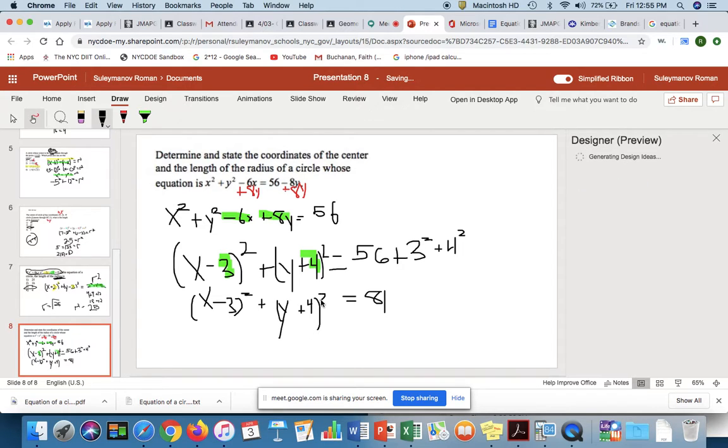So in your answers, a lot of you guys either forgot to find the radius. The radius is the square root of 81 or just 9. And some of you guys didn't state the center. Change the signs, 3, -4. Some of you guys didn't change the signs, and that's why you got that question wrong. So this was a review.